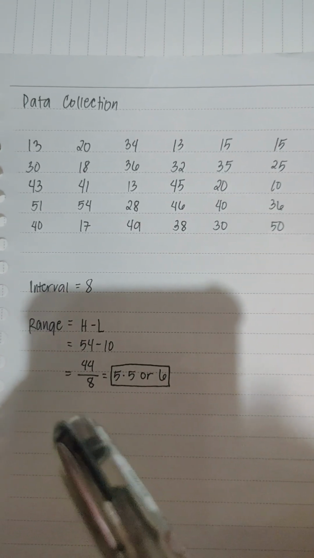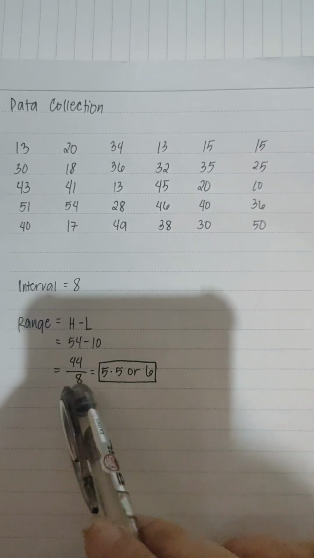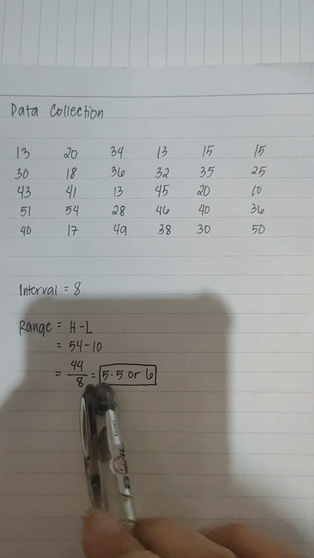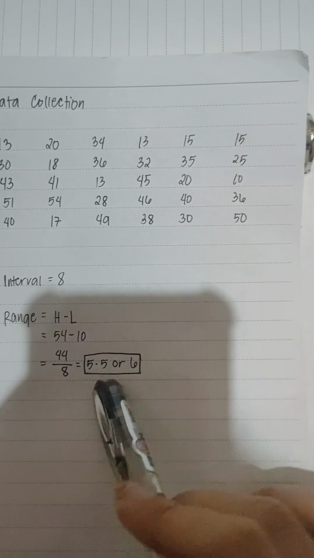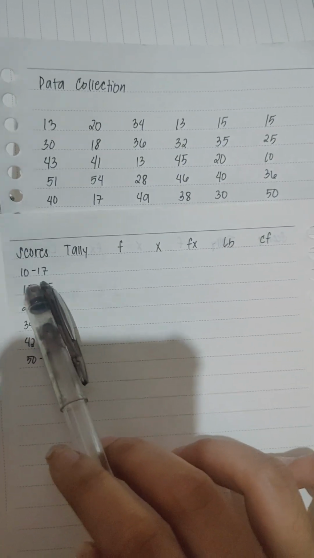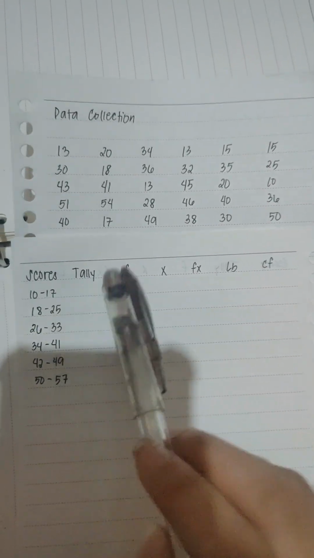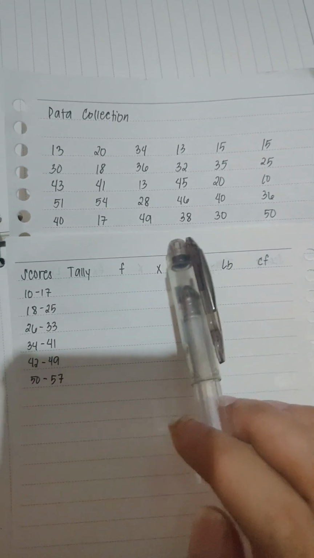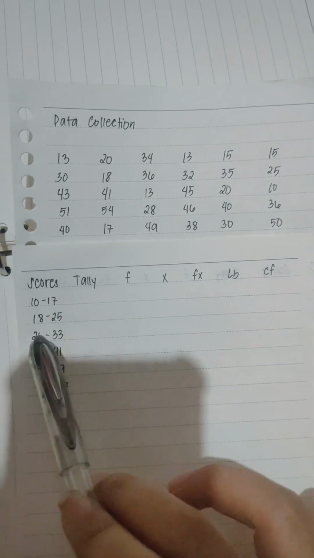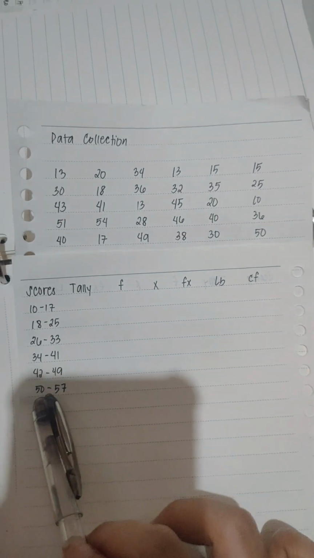So we subtract 54 minus 10, which equals 44, divided by the interval, which is 8, equals 5.5 or 6. To get the scores, we find the lowest score, which is 10. The lowest plus the interval, which is 8, is 18. 18 plus 8 is 26. 26 plus 8 is 34. 34 plus 8 is 42. 42 plus 8 is 50.